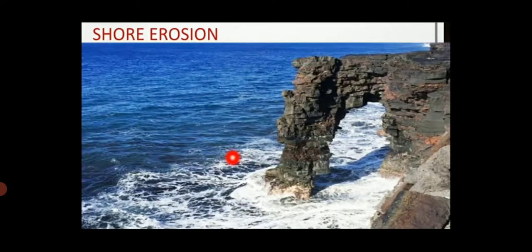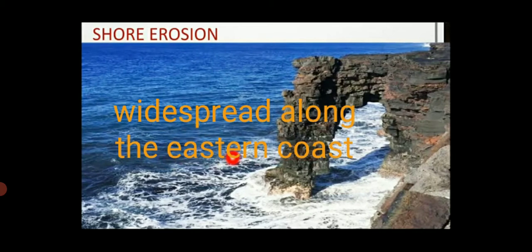Okay, now coming to the shore erosion. So this erosion takes place by the ocean waves. Okay, again it's water, but those erosions were by the actions of river, and this is by the action of ocean water. Okay, so ocean water is very powerful, and when the waves hit the banks or the shores, then the shore erosion takes place. It is widespread along the eastern coast of India.